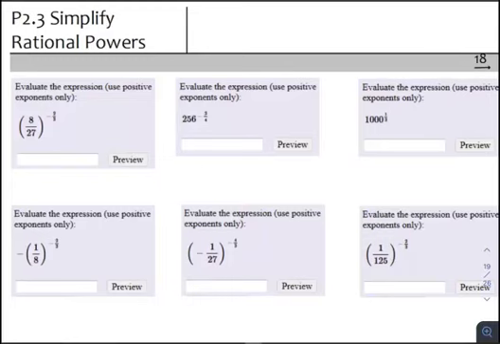Right, so notice the way that these are set up. What you're looking to do is, again, I will always try to apply the negative power first, so as I go through the list of what I would suggest, I'm going to start by applying any negative powers.